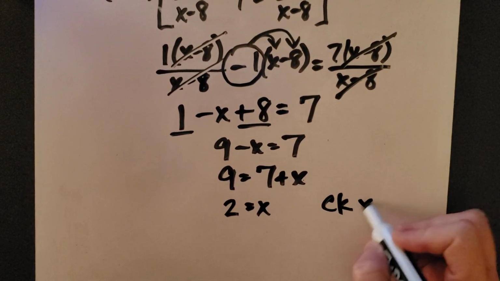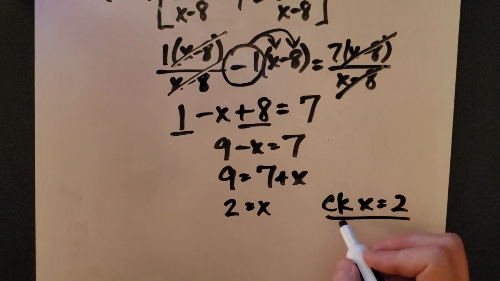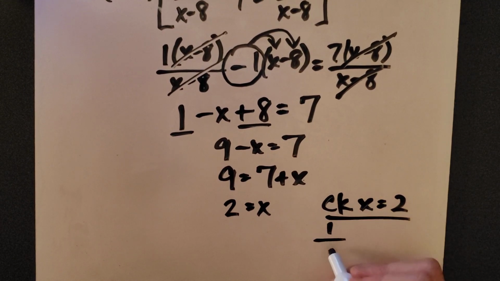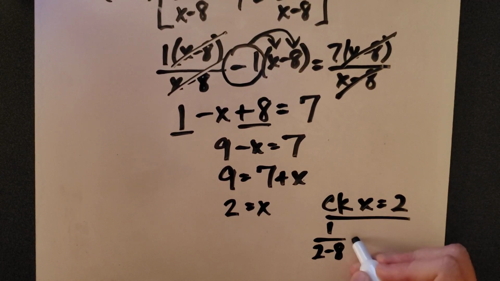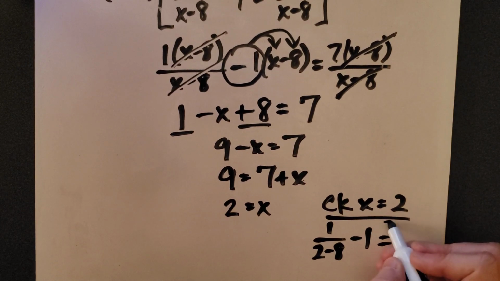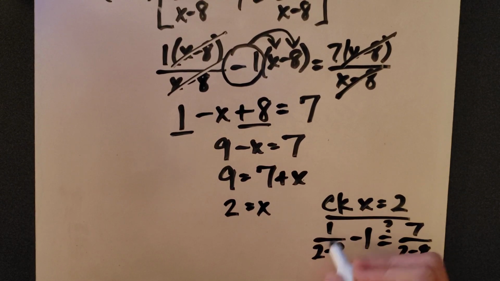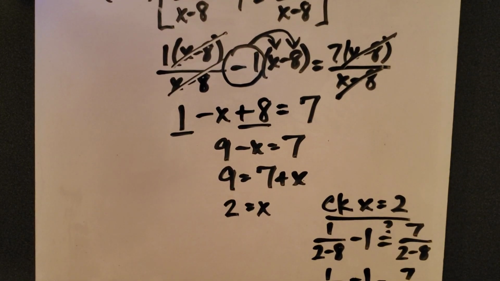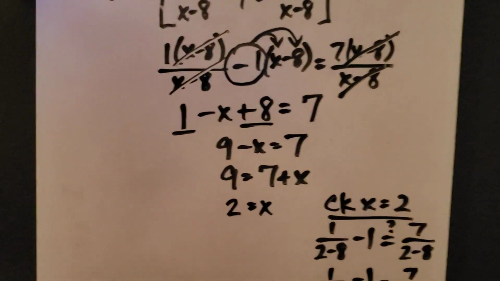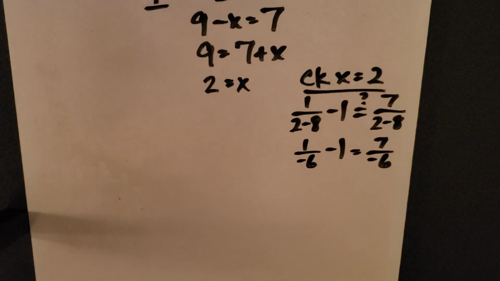So we're going to check x equals 2 back in the original equation, which means I've got 1 over 2 minus 8 minus 1. I'm asking myself, is that equal to 7 over 2 minus 8? So I've got 1 over 2 minus 8. 2 minus 8 is a negative 6 minus 1. Is that equal to 7 over 2 minus 8? Again, negative 6.